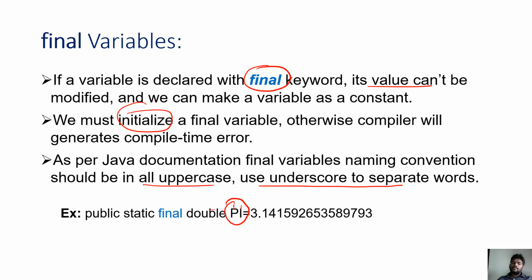All are uppercase, and here I am declaring this with the final keyword so that it will not change. So we can make this PI a constant, and this is the value. Once you declare this value, we cannot modify it anymore during execution of my program. That is the reason this variable is declared with the final keyword.